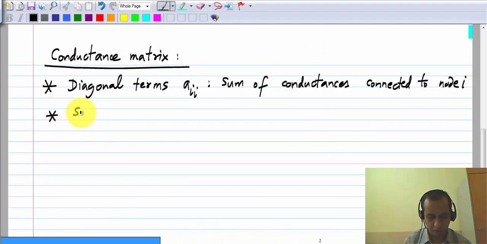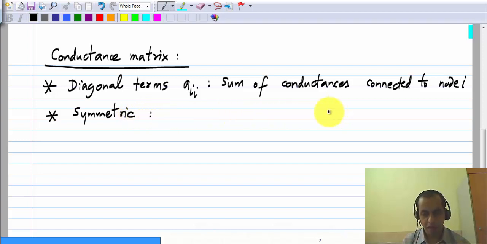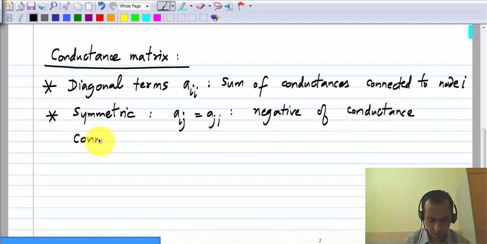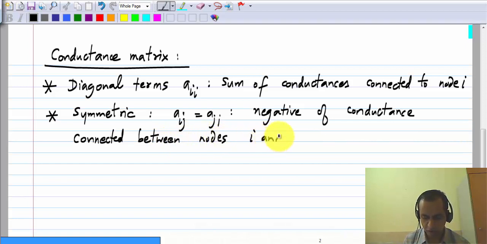And of course the matrix itself is symmetric, and the terms Aij or Aji, which will be equal to each other, correspond to the negative of conductance connected between nodes i and j. Okay. So this is the structure of the conductance matrix.